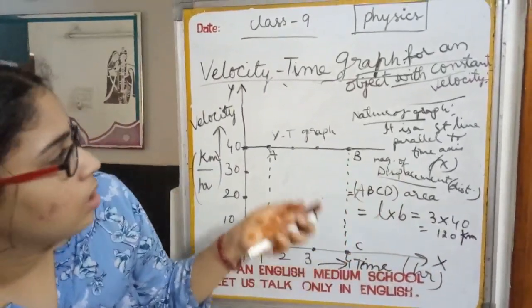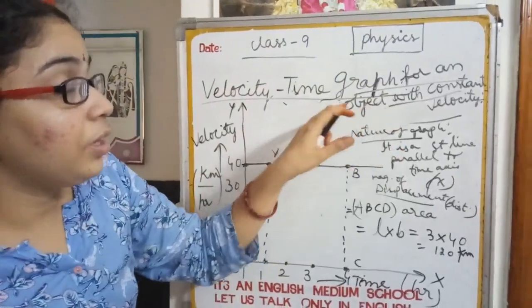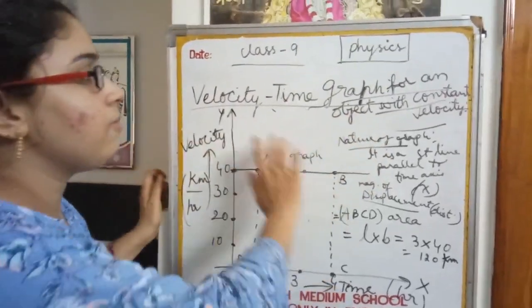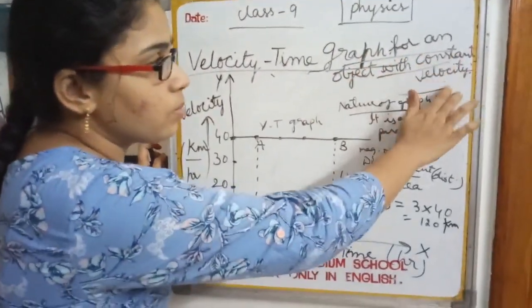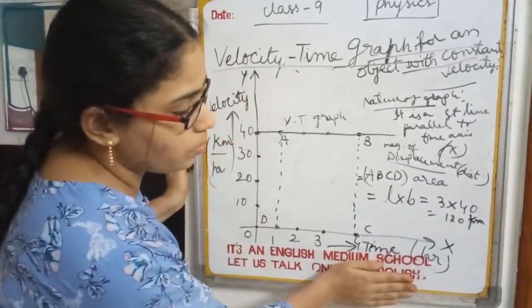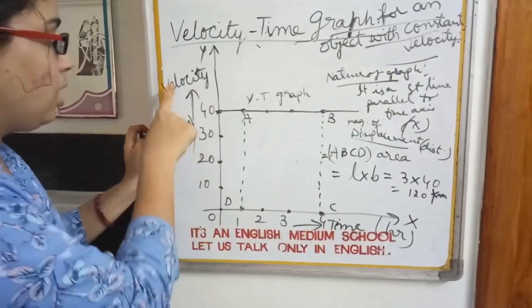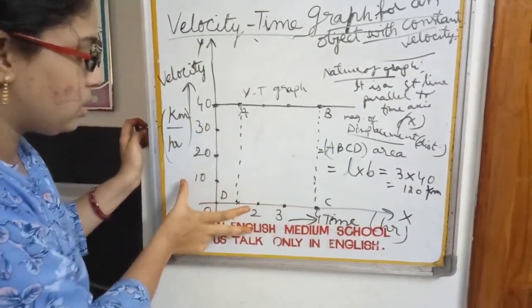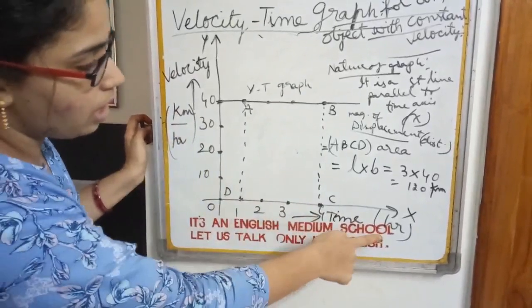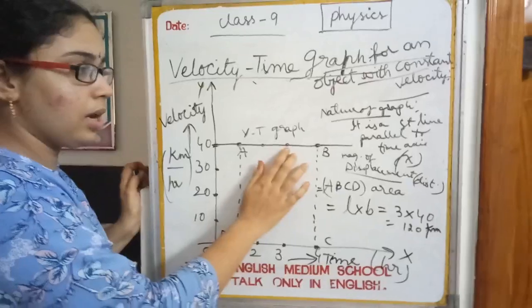Okay, and this is about the velocity time graph, and that too the first case in the velocity time graph: an object moving with constant velocity. Time, the independent quantity, should be taken along the x-axis and the dependent quantity along the y-axis. Here I had taken these two in the same system of units, that is kilometer per hour and hours. Okay, and these are the values, and this is the required graph.